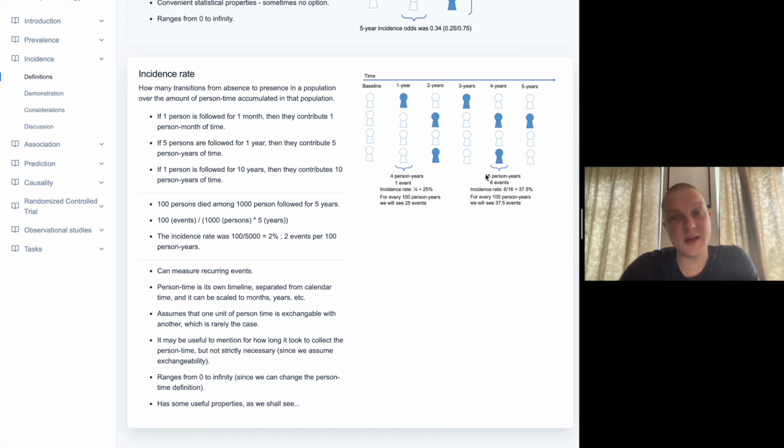So calendar time is sort of taken out of the equation, but it might still be useful and informative to report the amount of time it took to collect the data. It ranges from 0 to infinity, since we can now change the time scale, but also have recurring events. And it has some really useful properties, as we shall see very soon.